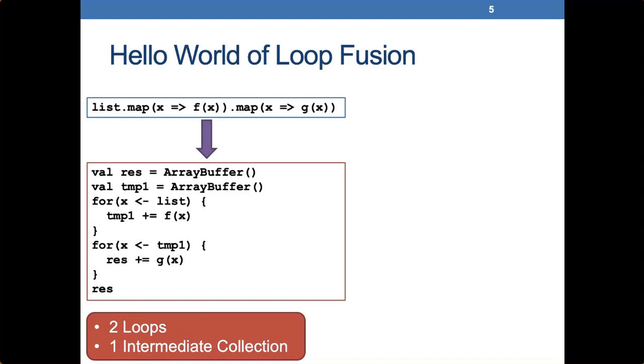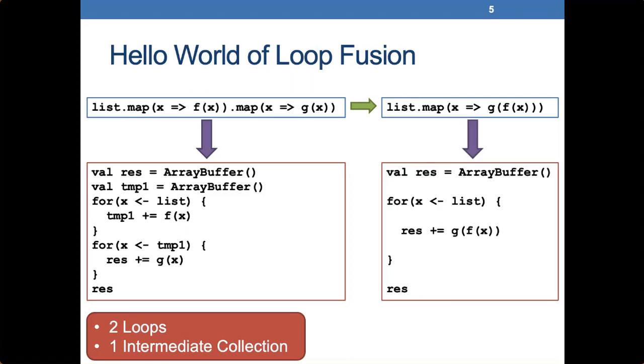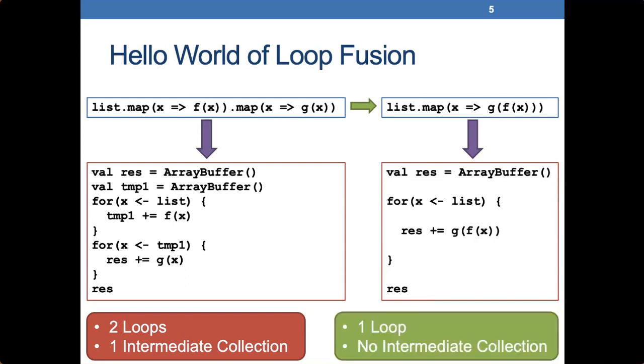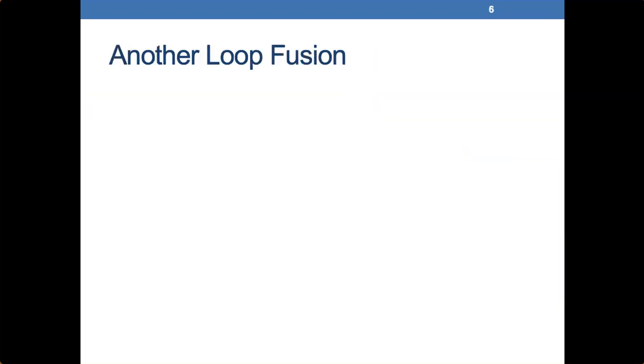However, by doing loop fusion, we can basically do only a single map over the list, and we apply both functions f and g together as the input to this single map. And the corresponding imperative code for this one, as you can see, is going to have only a single loop, and there is not going to be any unnecessary intermediate collection. So this was one example of loop fusion. We have another example of loop fusion as well.